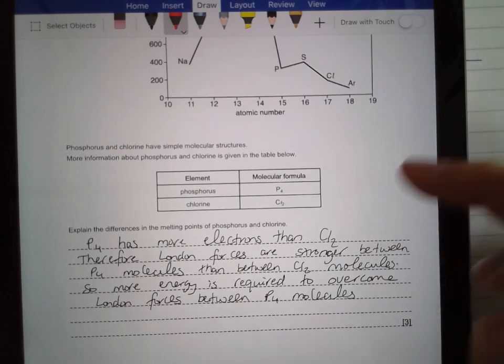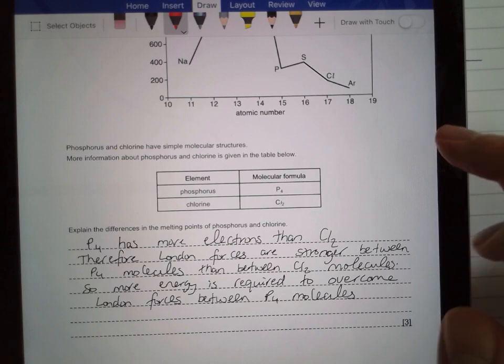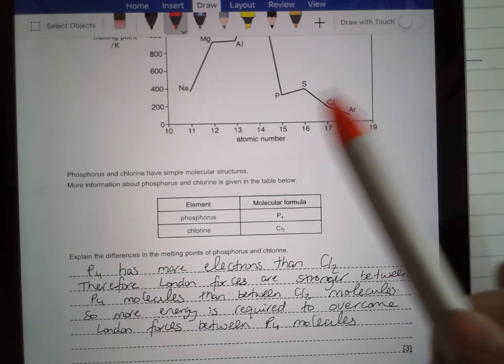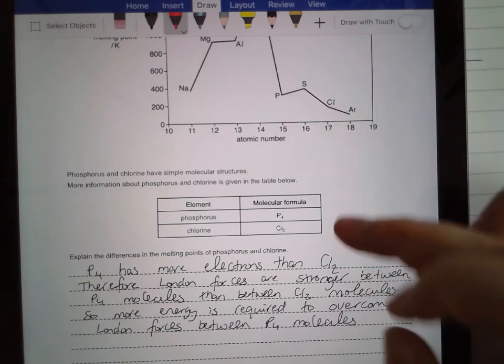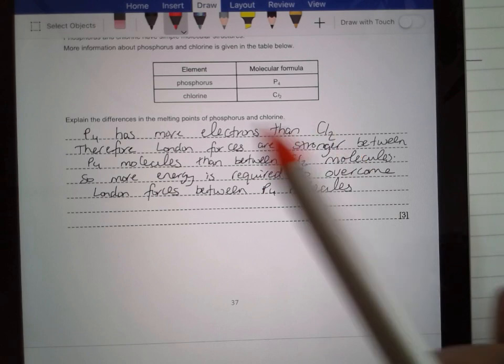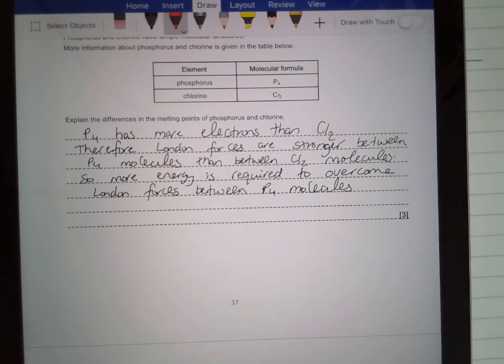Okay, P4, Cl2, they're both non-polar molecules, so the only intermolecular force you're going to have present are London forces, and you need to explain then why P4 would have stronger London forces than Cl2. So I'm going to say P4 has more electrons than Cl2, therefore its London forces are stronger. Those London forces are existing between your P4 molecules. Therefore, because the London forces are stronger, more energy is going to be required to overcome London forces between the P4 molecules and the Cl2 molecules.